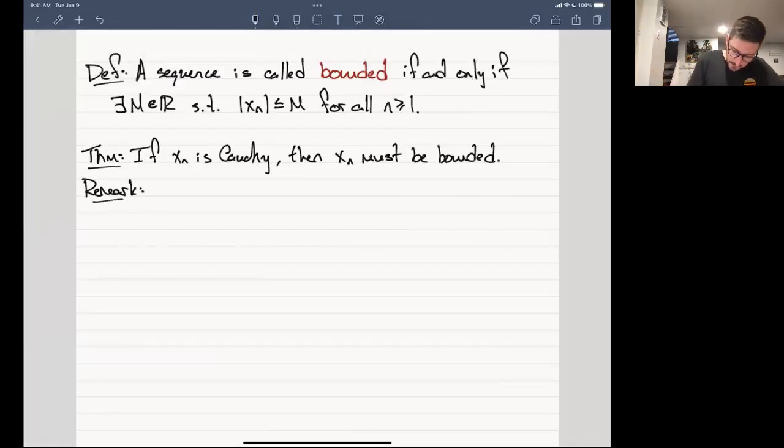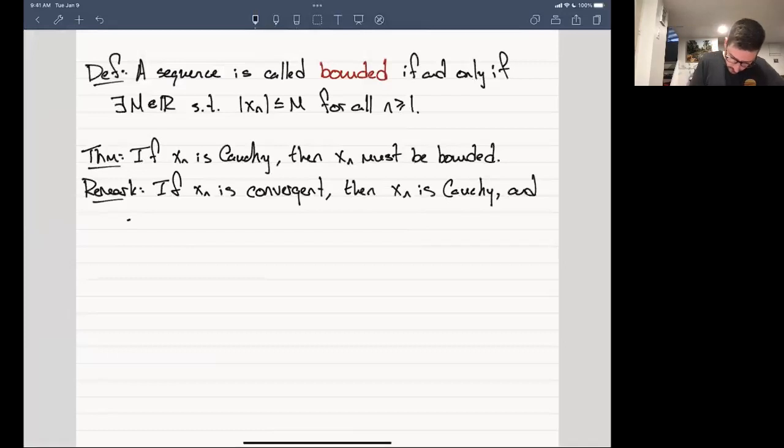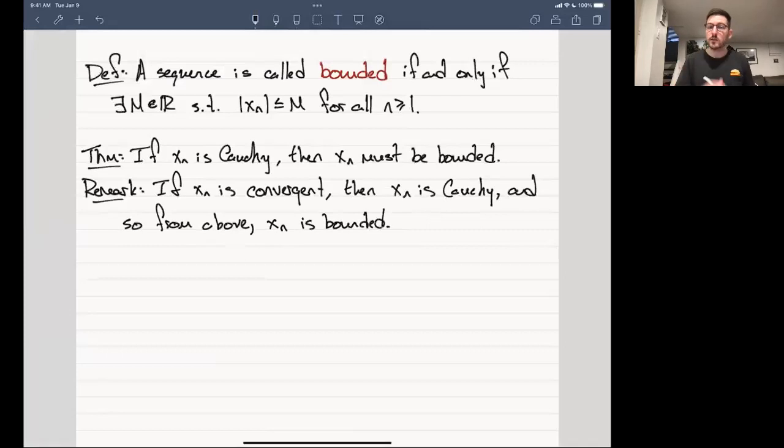This says that if xn is convergent, then xn is Cauchy. And so from above, xn is bounded. So this tells you that convergent sequences are also bounded, right? This is the logical implication here. Convergent implies Cauchy. Cauchy implies bounded. Therefore, convergent implies bounded as well. Okay, let's come up with a proof here.